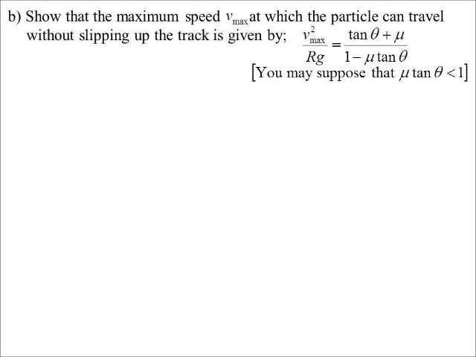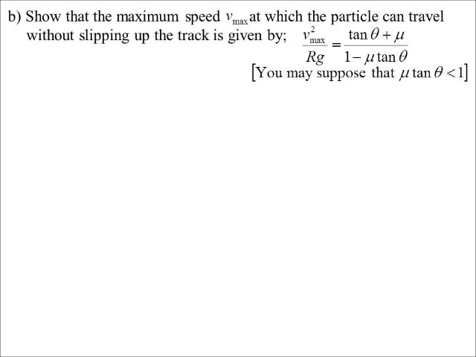The maximum speed, which we're calling strangely Vmax, at which the particle can travel without slipping up the bank, is given by that particular expression there. That's what we have to show. We're allowed to suppose that mu tan theta is less than 1. Well, thanks for that. Well, because we're allowed to.